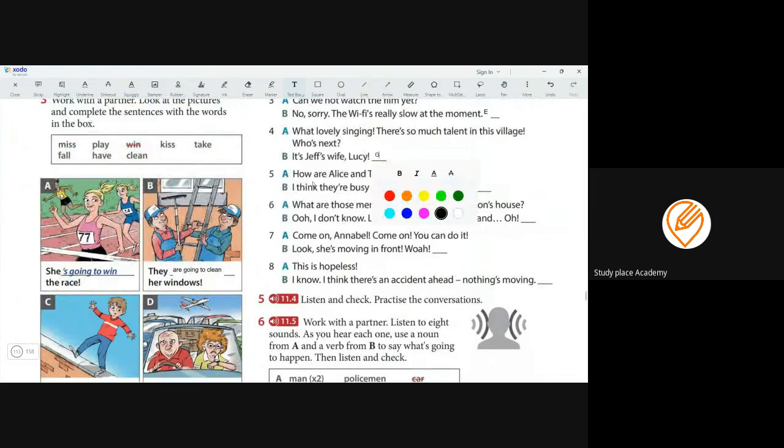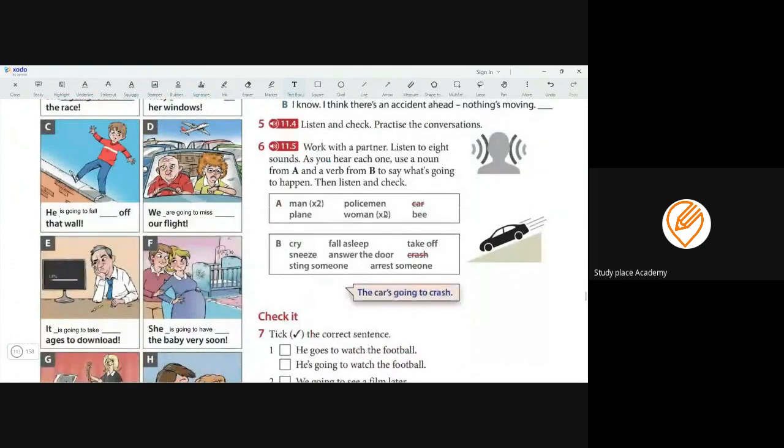So number 4, G. How are Alice and Theo these days? I think they're busy getting everything ready. Why? Because she's going to have a baby.